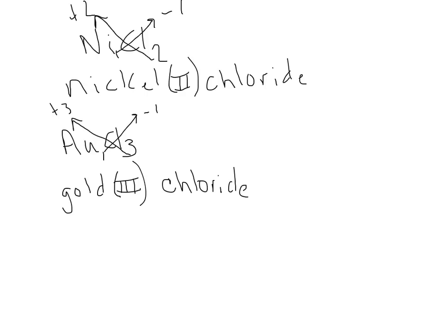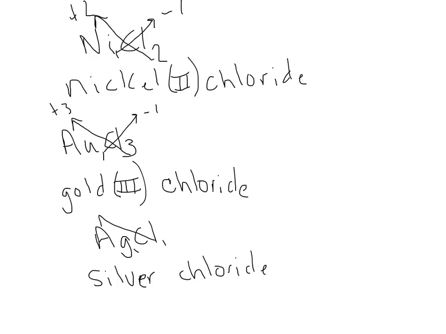How about silver? Silver, AgCl. This would be silver chloride. Now, silver chloride, if we were to write a Roman numeral, these are both 1s, so silver would be a +1, chlorine would be a -1, and since chlorine on the periodic table is actually a -1, we know silver would be a +1. However, we do not write a Roman numeral.